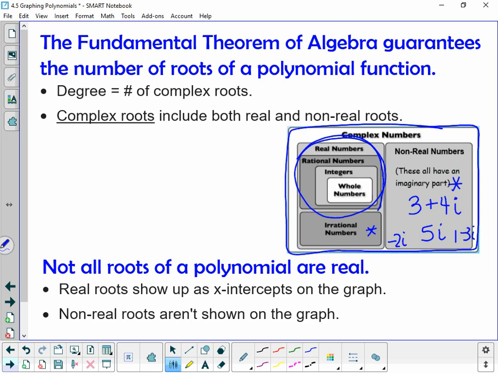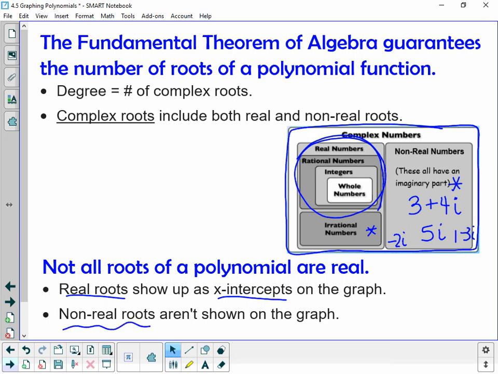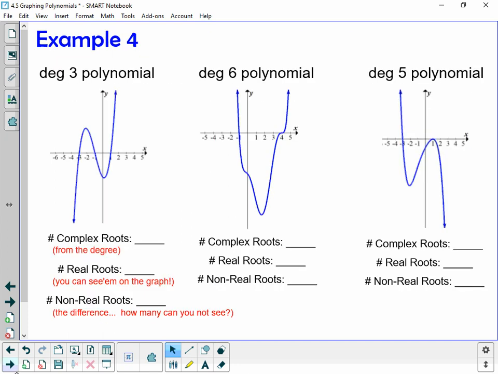If it has real roots, we will be able to see them on the graph as x-intercepts. But the non-real ones, the ones that have those imaginary parts, they aren't shown on the graph. So I want to teach you how to look at a graph and tell how many of the roots of that equation are non-real. So when you look at a graph, you can automatically tell the number of real roots. This one, I can see 3 x-intercepts. That means it has 3 real roots. You can see the real roots on the graph.